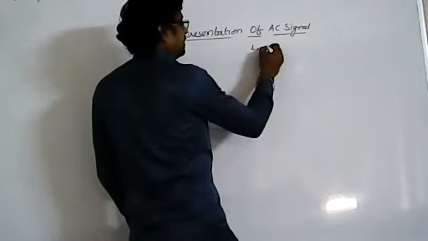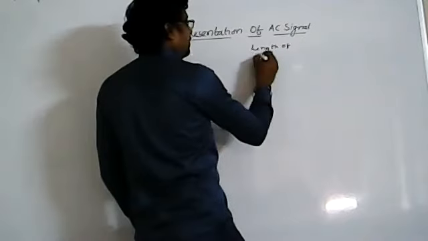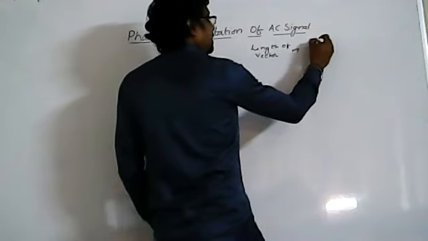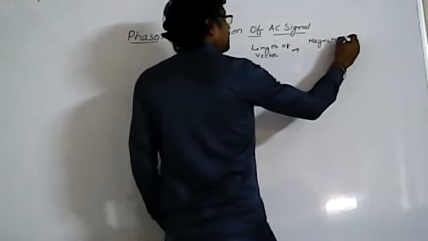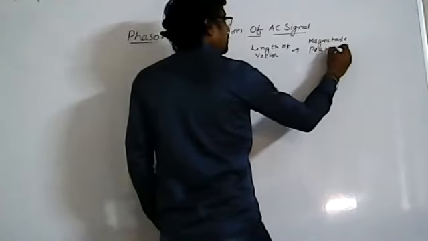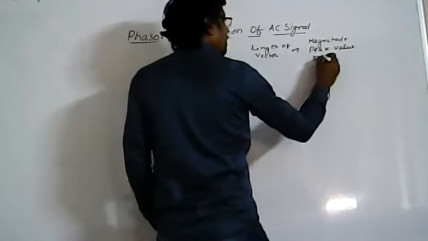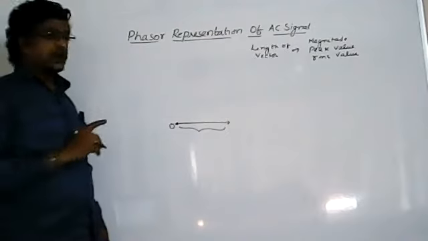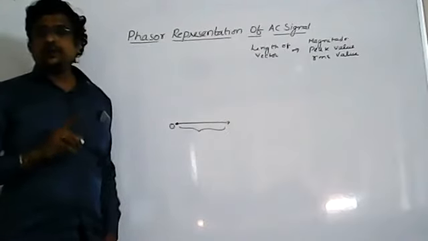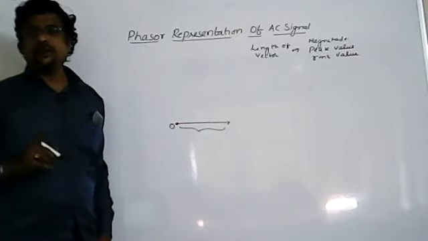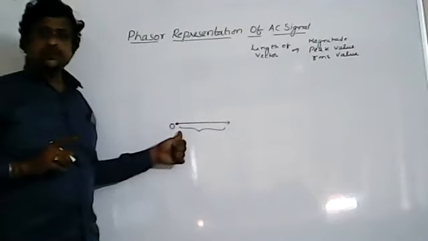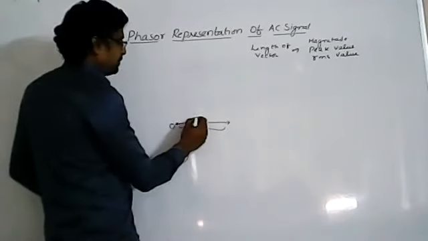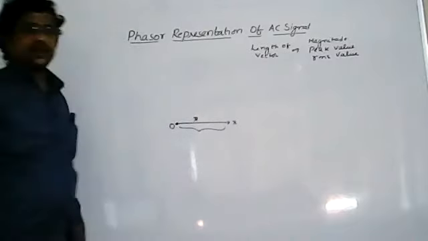So the length of the vector, it represents what? Either the magnitude, or peak value, or RMS value. Followed? The length of the vector represents the magnitude or peak value or the RMS value. Now it is fixed at one end, the other end can be rotated. So let this vector be represented by A and the point is OX.